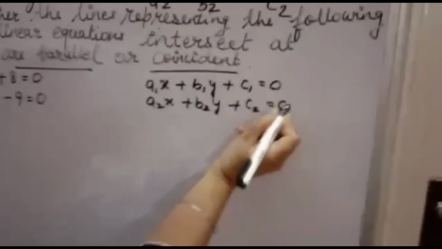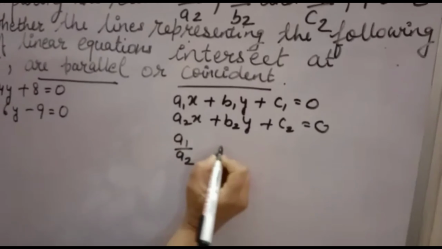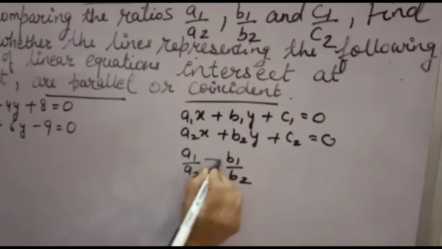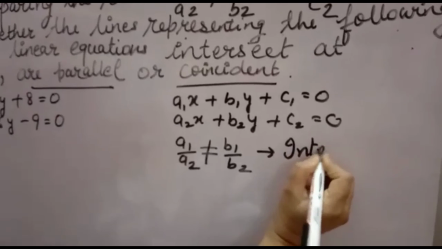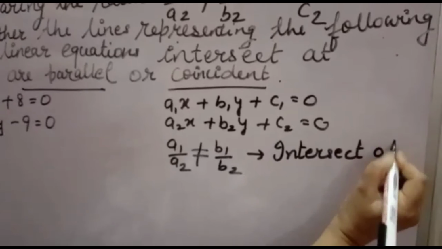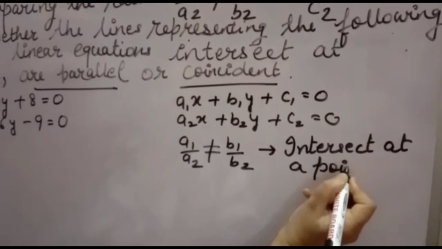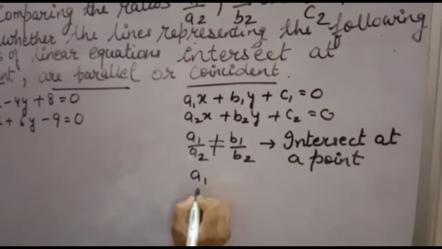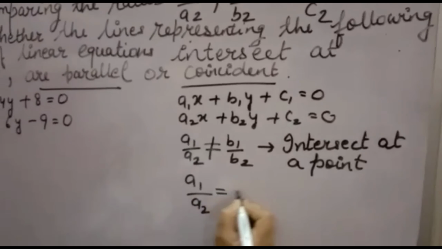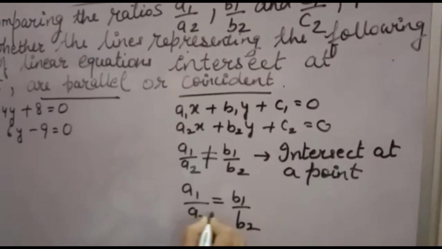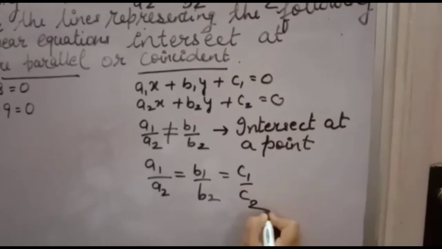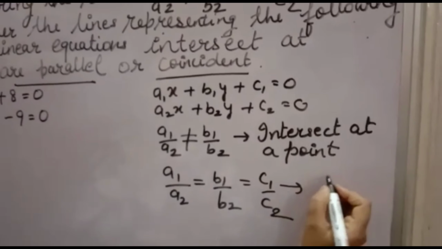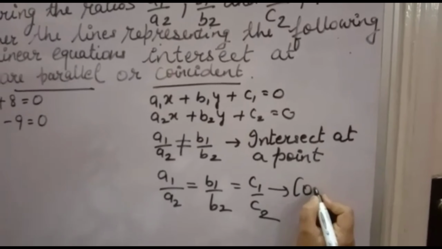then if a1 over a2 you will take out and b1 over b2 you will take out, and if they are coming not equal, that means the lines intersect at a point. If a1 over a2 and b1 over b2 are coming equal, you have to check c1 over c2 also. If they are also coming equal, that means the lines are coincident.